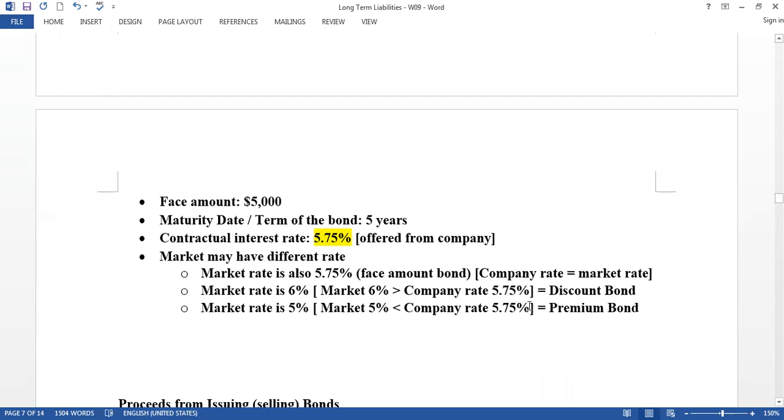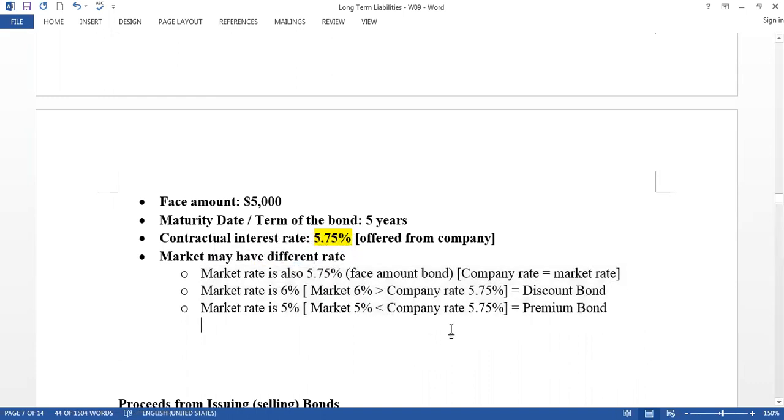Why is it good news? Because you proposed to provide 5.75% interest, right? If anyone buys your bond, you will give them 5.75% interest, but market demand is not 5.75. Market demand is only 5%. That means the market said give me less money. I don't need more money because your company or your bond is a very reputable bond. So I don't want 5.75, 5% is enough. That means you are going to pay them less money as interest. If this is the case, it is called the premium bond.